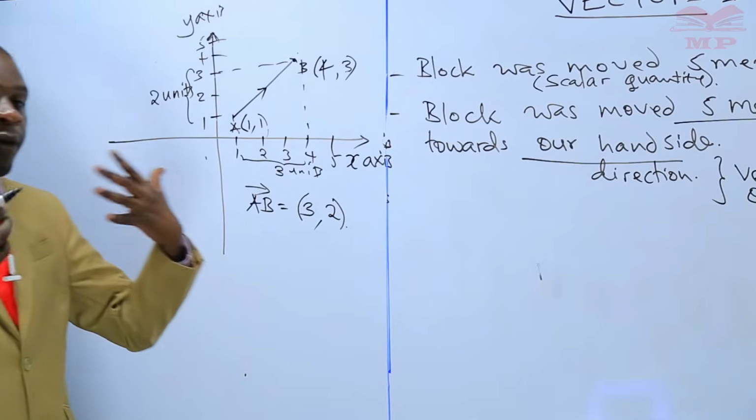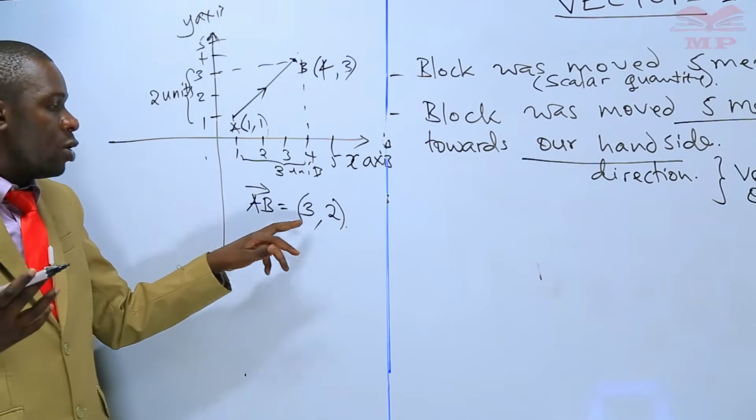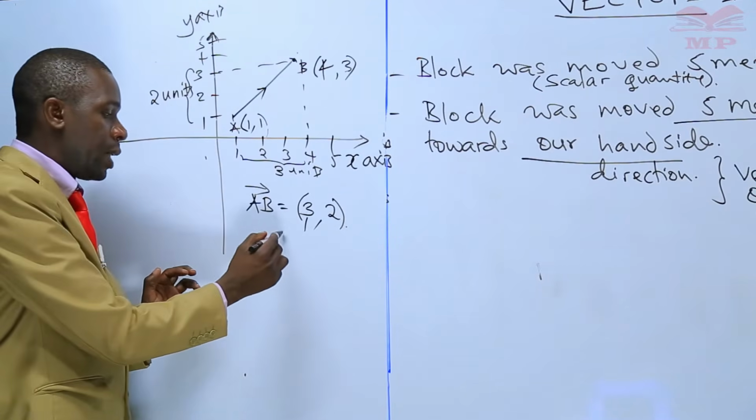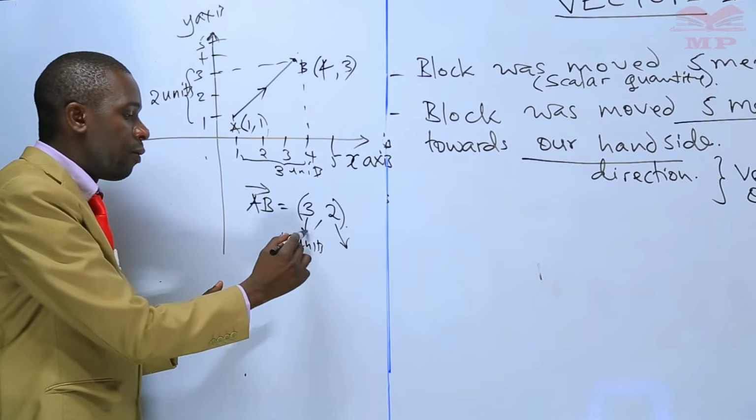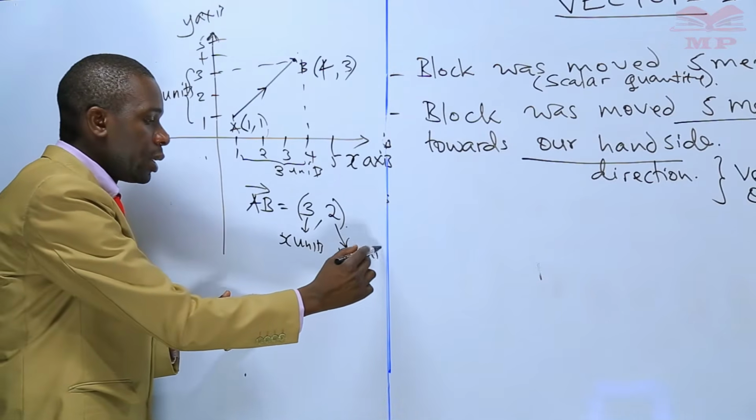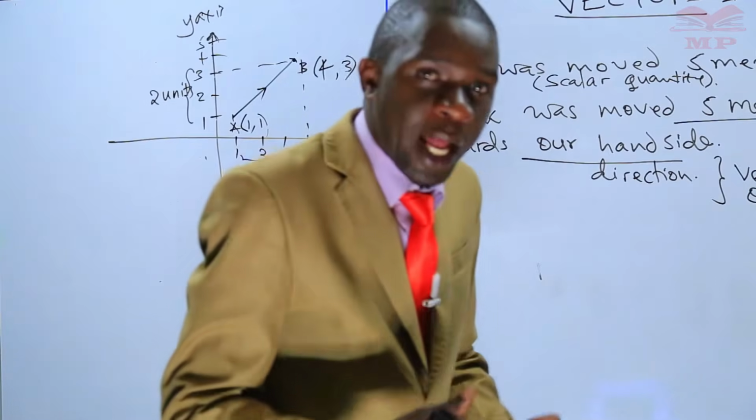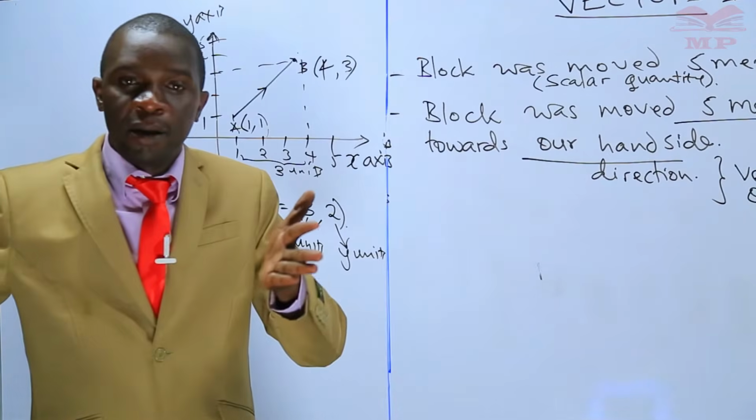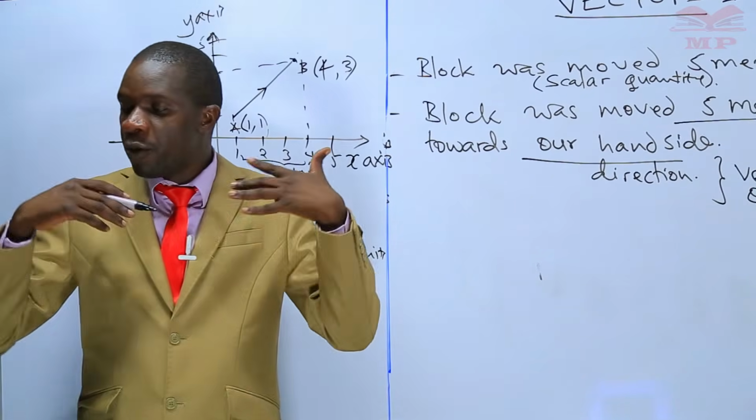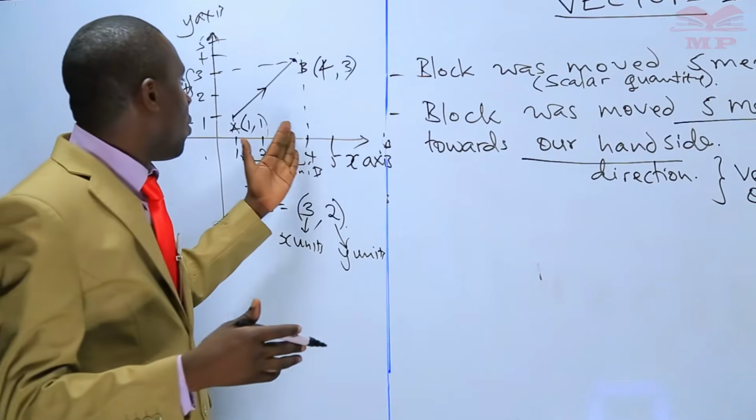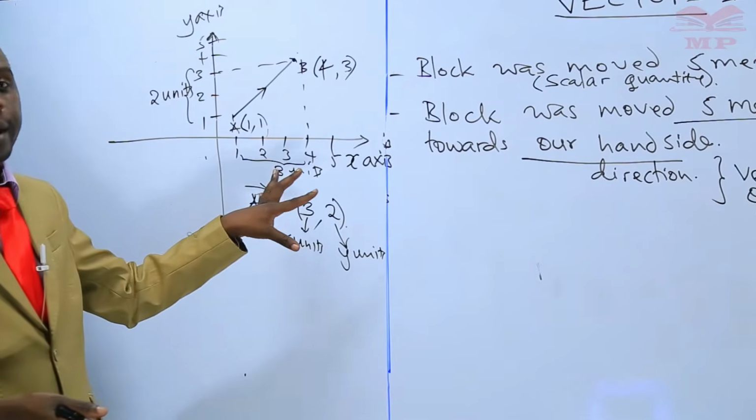Now, normally when you are giving vectors, especially when you are using coordinates, make sure that you give the x units, and also make sure that you give the y units. So you check by what units we have moved from one point to another when you are considering the x values, and when you are considering the y values, by what units we have moved from one place to another. So basically this is how we present vectors.